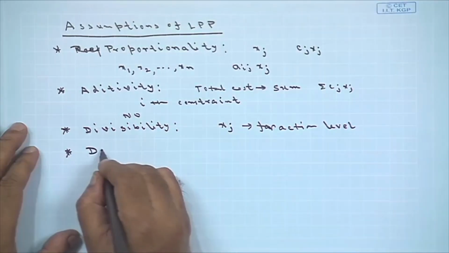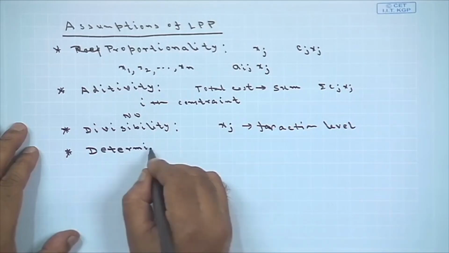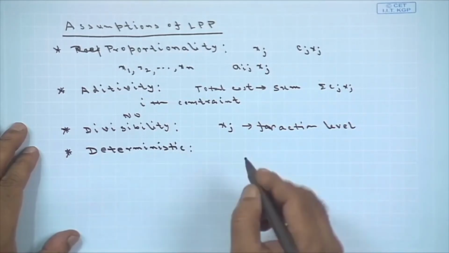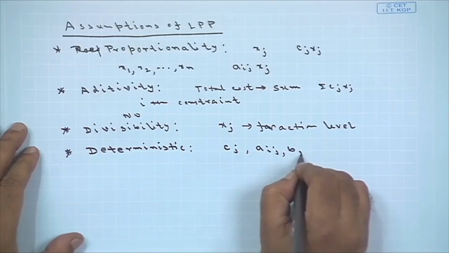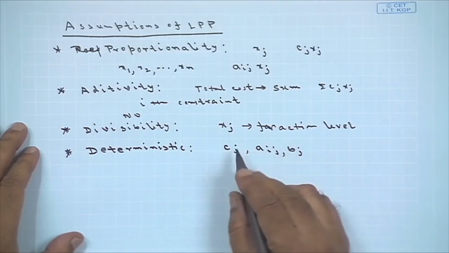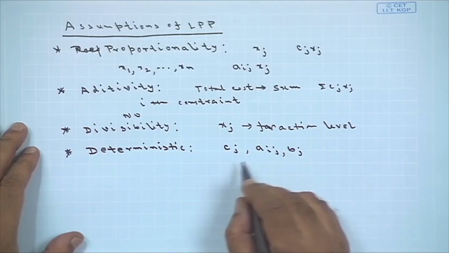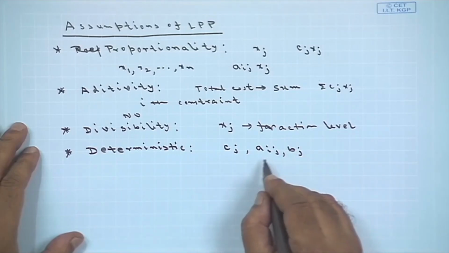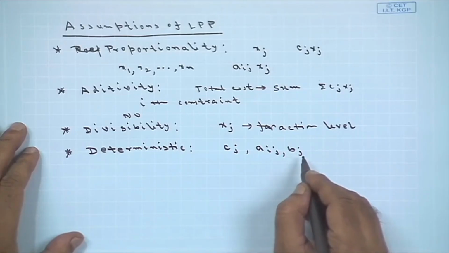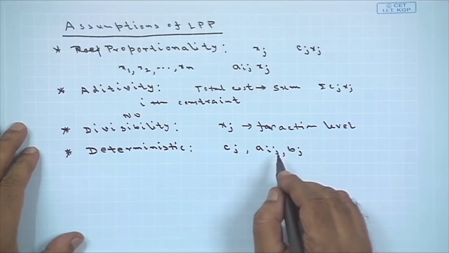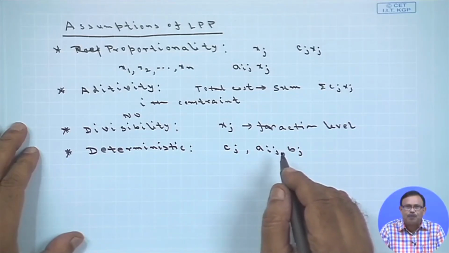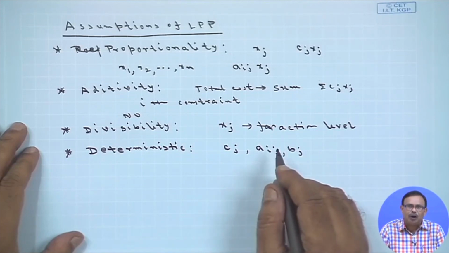And the last one is deterministic. You are using the coefficients cj, aij and bj in the formulation of the LPP. All these coefficients cj, aij and bj should be deterministic only. If you have any probabilistic coefficient, then it has to be transformed into a deterministic one at first, and then only we can try to solve the problem.